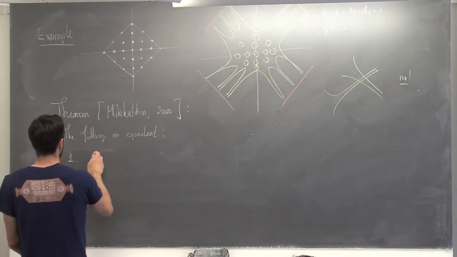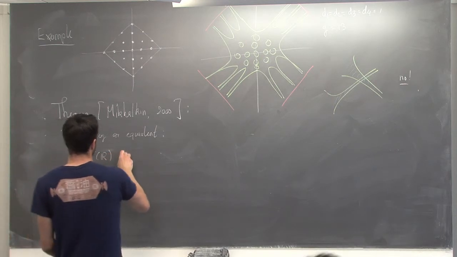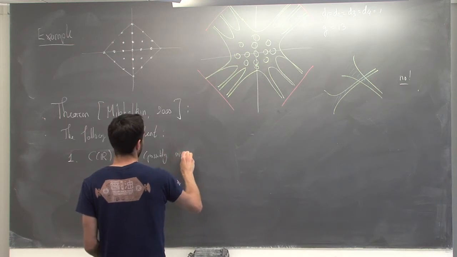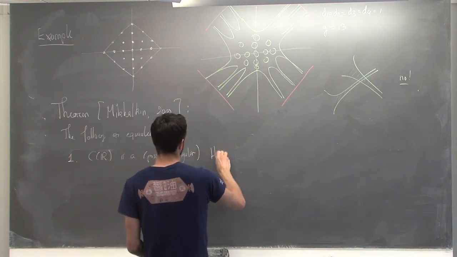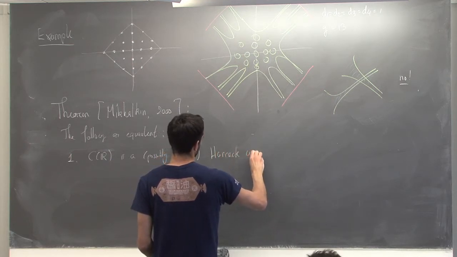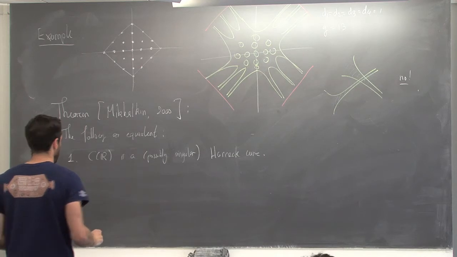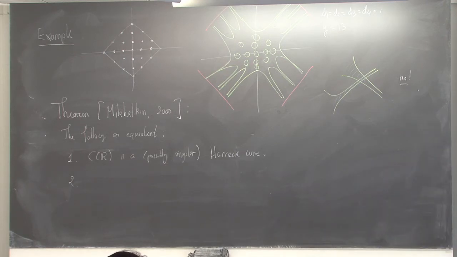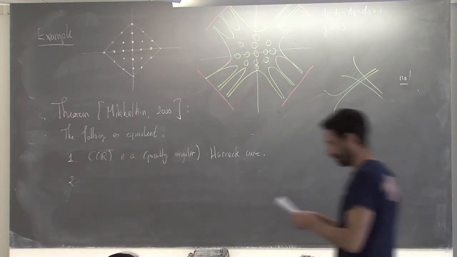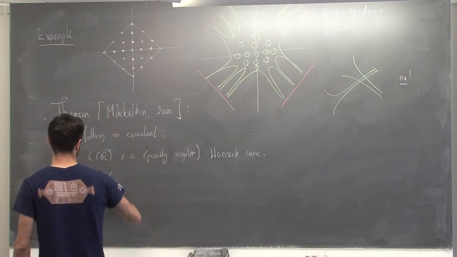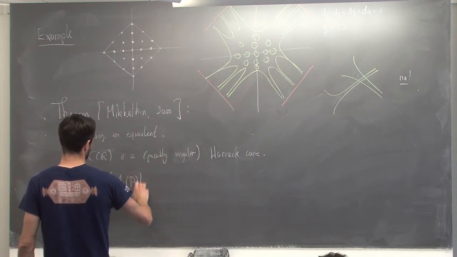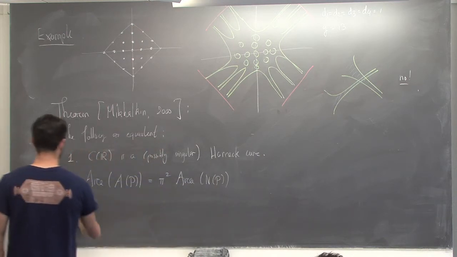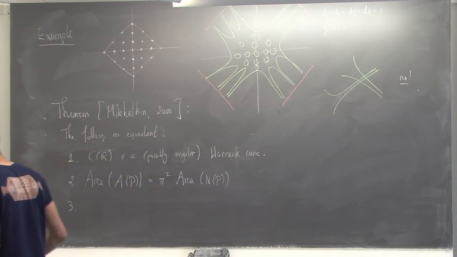First, the curve is a possibly singular curve, like the one we saw before for the square lattice, a Harnack curve. Second, the area of the amoeba is maximal, that is, pi squared times the area of the Newton polygon. Third, the amoeba map is at most 2 to 1.